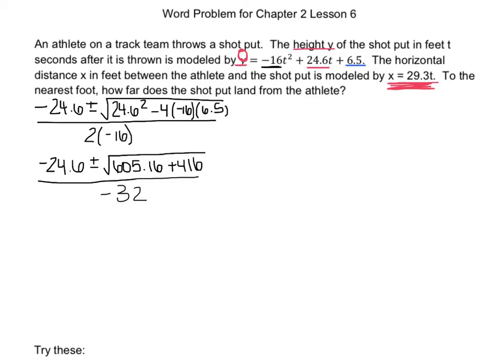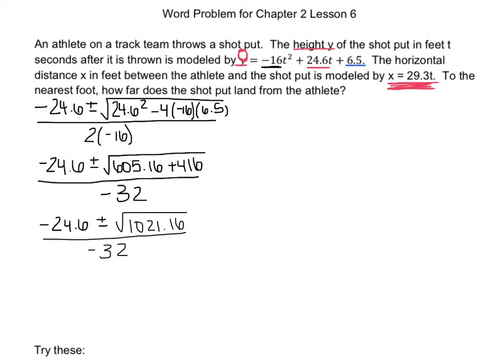Let's simplify a little bit further, so we get negative 24.6 plus or minus the square root of 605.16 plus 416, and we get 1021.16 over negative 32. That square root is not friendly, so we will not try to simplify it. We will just work with it.